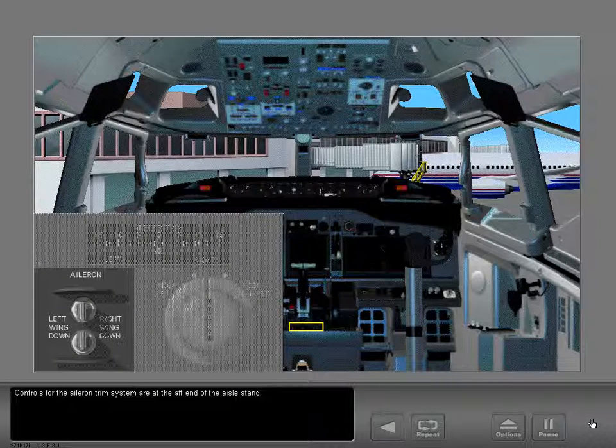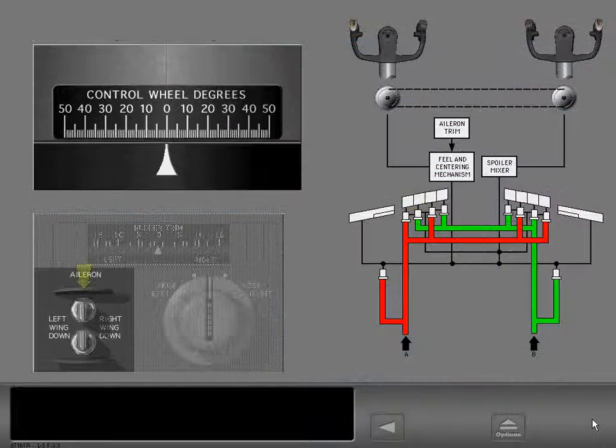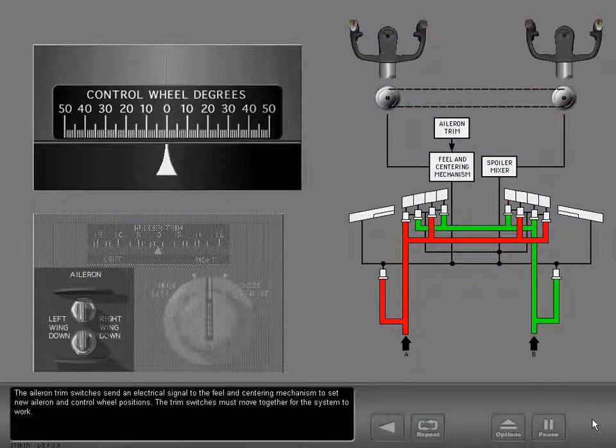Controls for the aileron trim system are at the aft end of the aisle stand. The aileron trim indicators are on the top of the control columns. The aileron trim switches send an electrical signal to the feel and centering mechanism to set new aileron and control wheel positions. The trim switches must move together for the system to work.